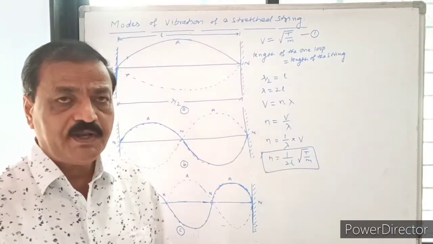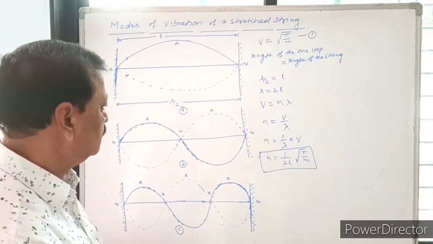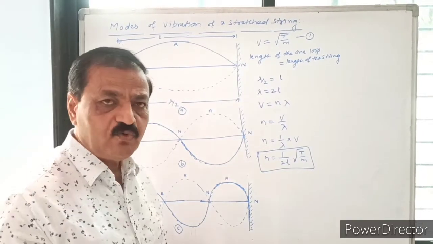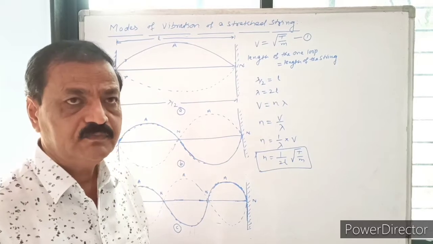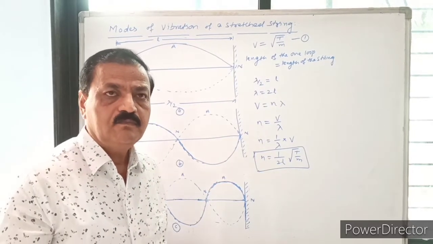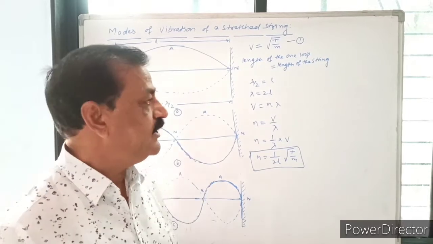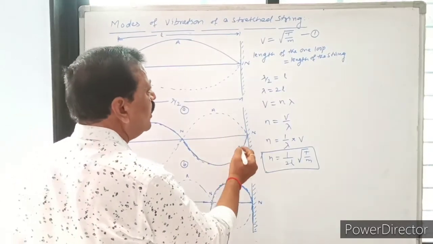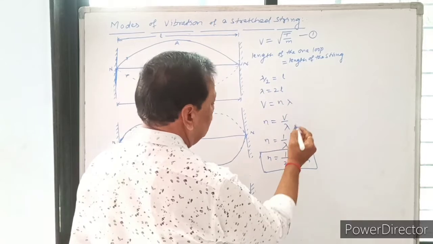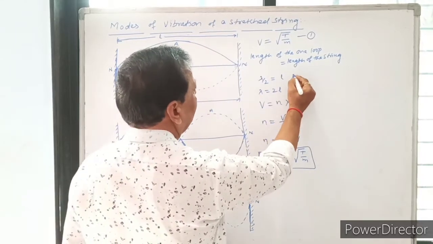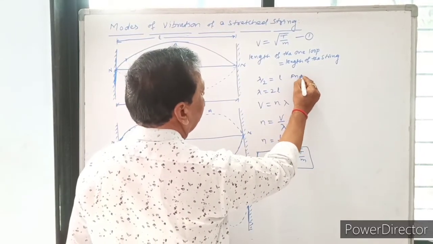We also have to calculate the first overtone, second overtone, first harmonic, second harmonic, third harmonic, and so on. These are the fundamental modes. त्याला म्हणतो आपण फंडामेंटल मोड्स.